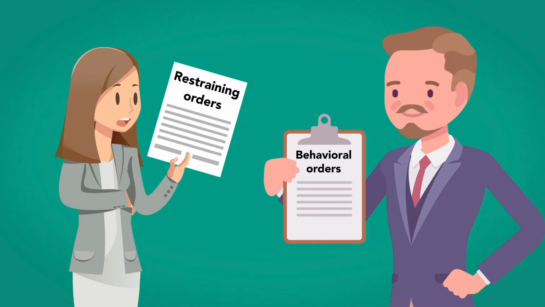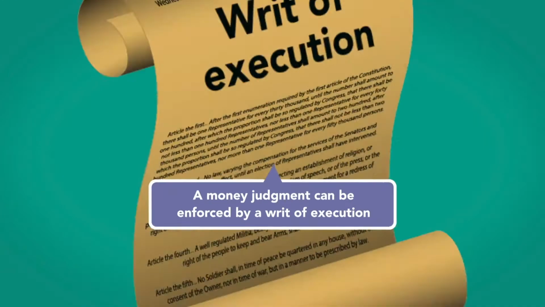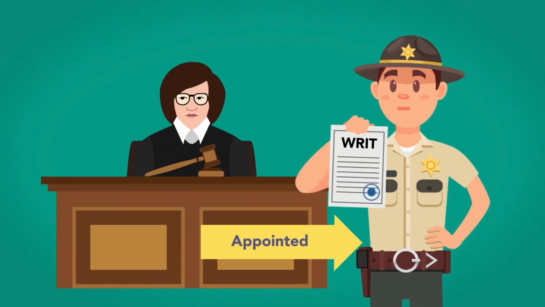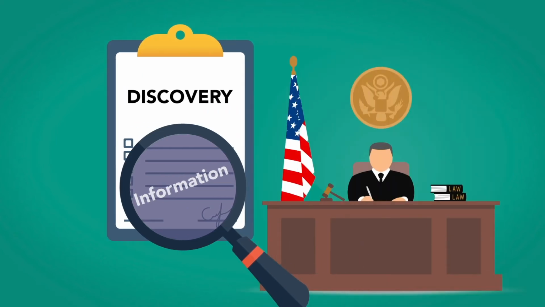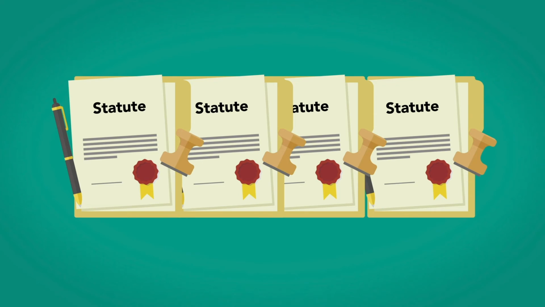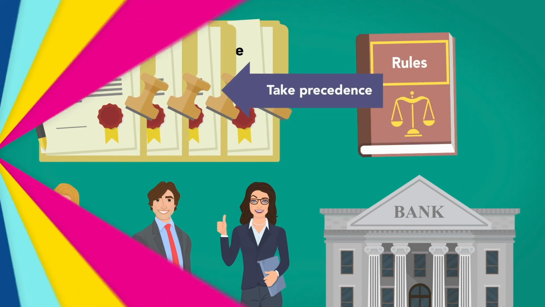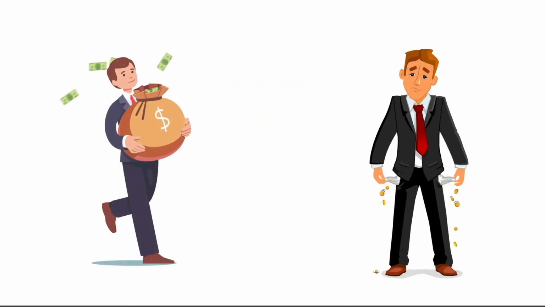In the case of restraining orders or other behavioral orders, the final order goes into effect. A money judgment can be enforced by a writ of execution. A writ is served by the U.S. Marshal or other person, presumably a law enforcement officer appointed by the court. The enforcing party may use forms of discovery to obtain the information necessary to execute on the judgment. There are also a number of statutes that determine how to execute judgments against government employees, banks, and other specific entities, and those statutes take precedence over the rules. The ways in which judgments can be collected are the focus of other courses, such as those covering creditors, debtors, and bankruptcy.